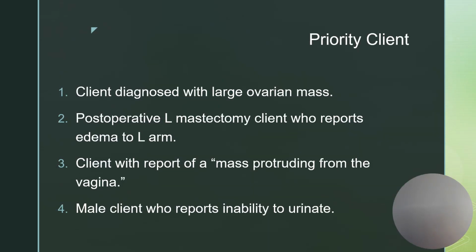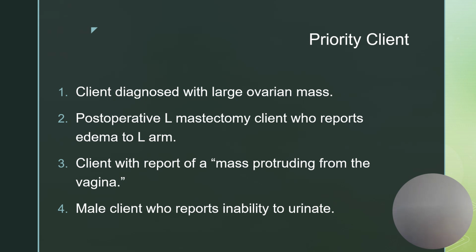Priority client. Is it the client who's diagnosed with a large ovarian mass? Is it the client who is a postoperative left mastectomy who reports edema to the left arm? Is it the client who has a report of a mass protruding from the vagina? Is it the male client who reports an inability to urinate?